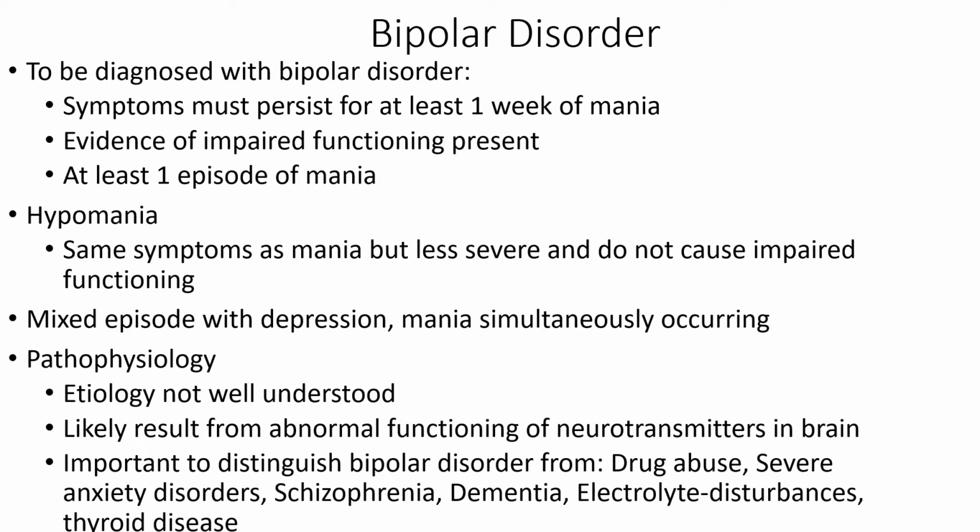So again, bipolar disorder, the etiology is really not well understood. It's likely issues with neurotransmitters in the brain. I mentioned that there's a very strong genetic component in family members. And it's also important to distinguish an episode of mania from other conditions. So illicit drug abuse can have someone present as in a manic phase, but it's from the drug. So they're not going to be diagnosed with bipolar disorder, hopefully.